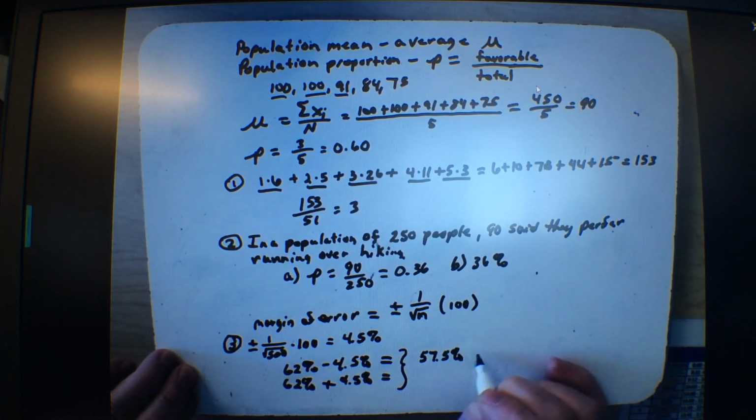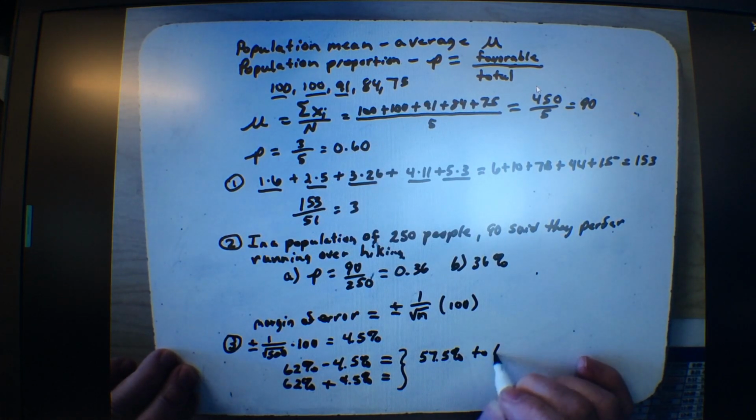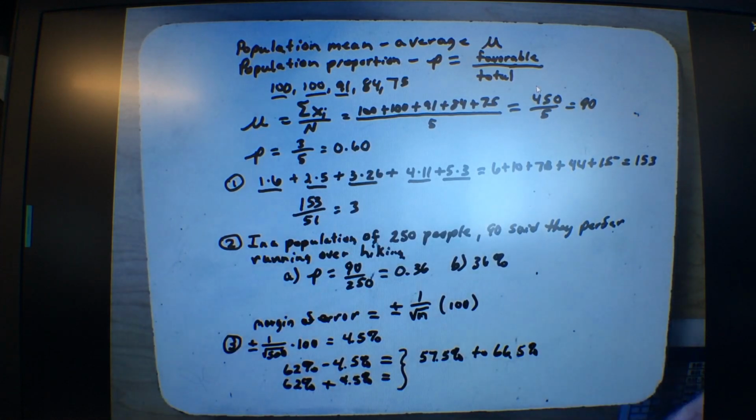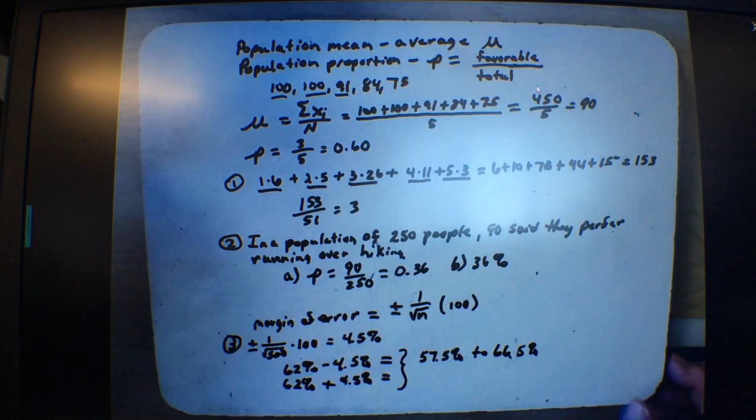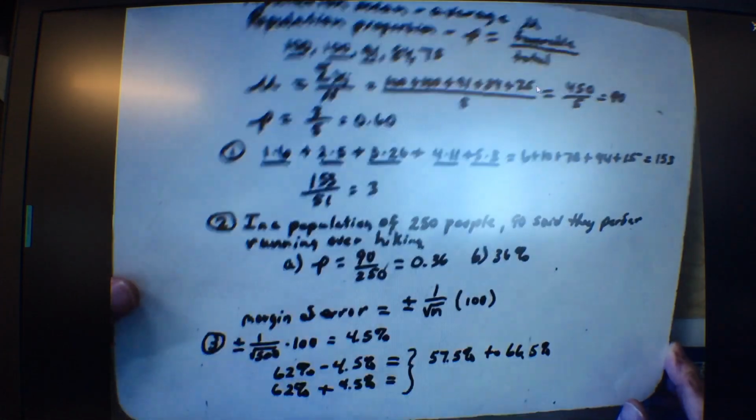57.5% to what? 66.5. Okay, so you could be off 66.5. You can be off that much is basically what it's saying. Okay, that's how much it can range from. All right, do we need to do another one of those? What's that? You sure?